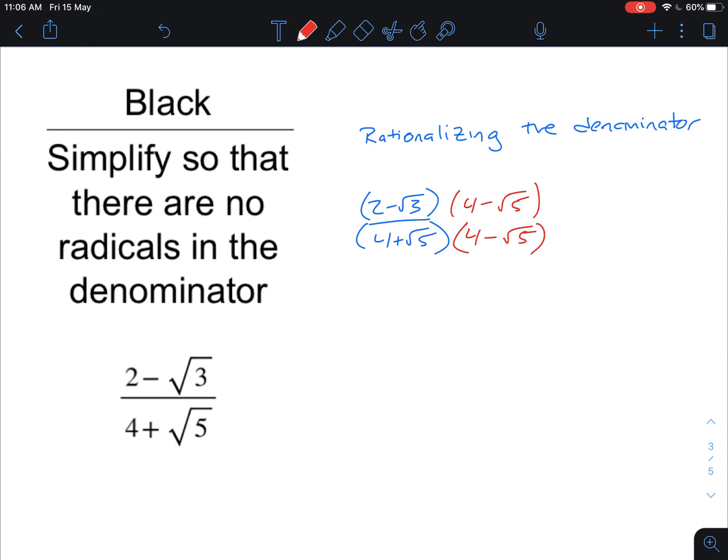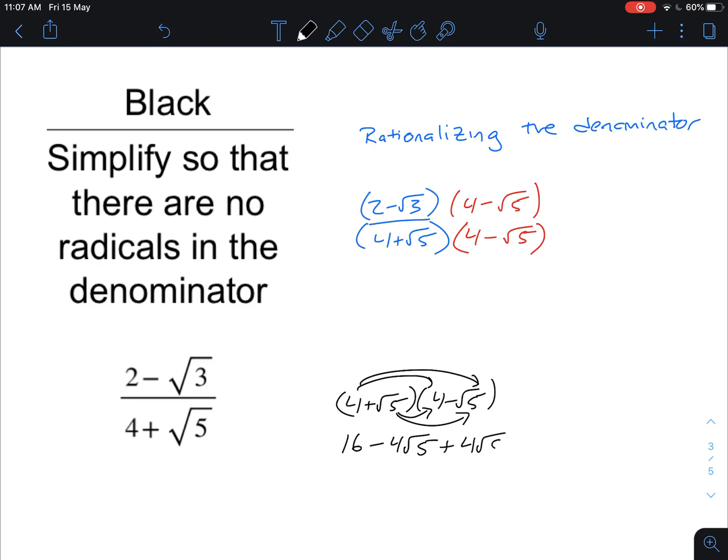Now, how is that going to get rid of the radicals? Well, let's go down here to the bottom and just work it out. 4 plus root 5 times 4 minus root 5. We're going to expand this. So I've got to multiply both of these by 4. So 4 times 4 is 16 minus 4 times the square root of 5. And then I've got to multiply the second term. So root 5 times 4 is a positive 4 root 5, and then minus the square root of 25.